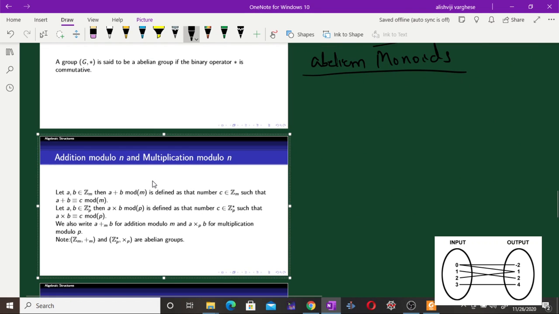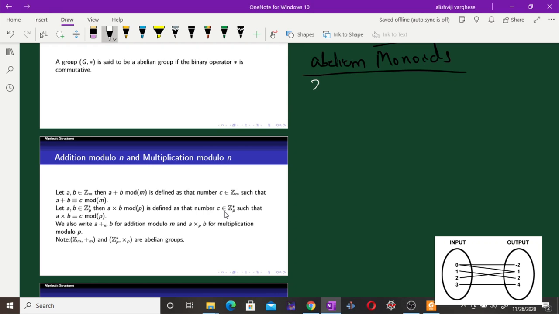Then we are going to define a new kind of addition and multiplication. They are known as addition modulo n and multiplication modulo n. Just go through the definition, and if it is not obvious, then just think of it like this. If A and B are two integers, then the addition modulo m, A plus B mod m, is the remainder obtained when we divide A plus B by m. So we will illustrate it using a simple example.